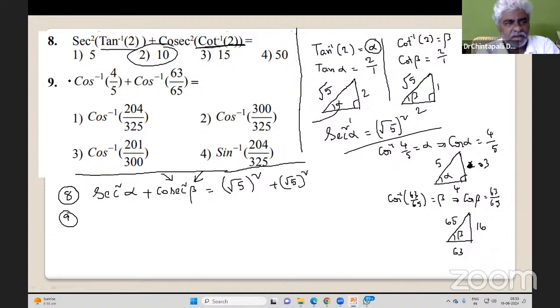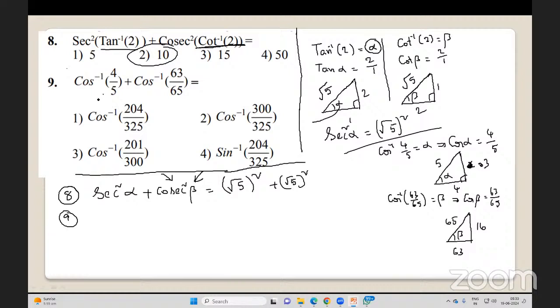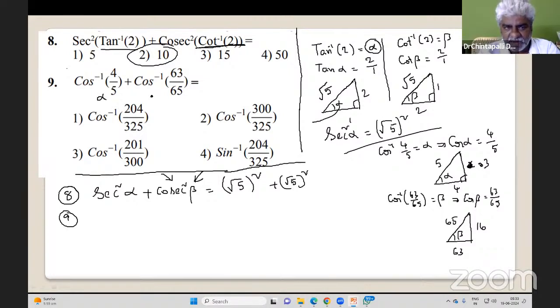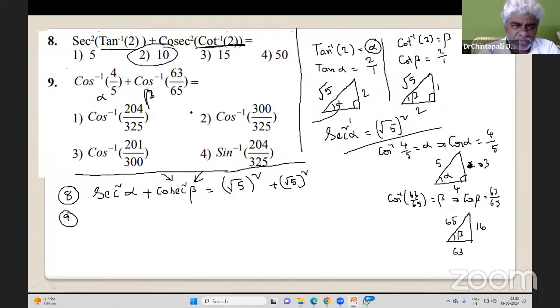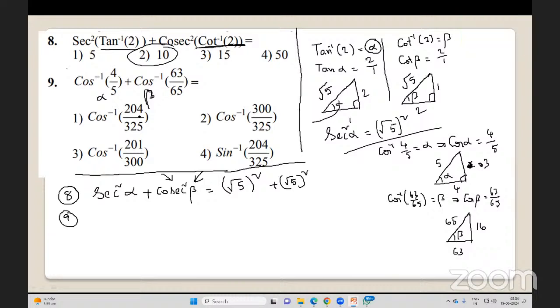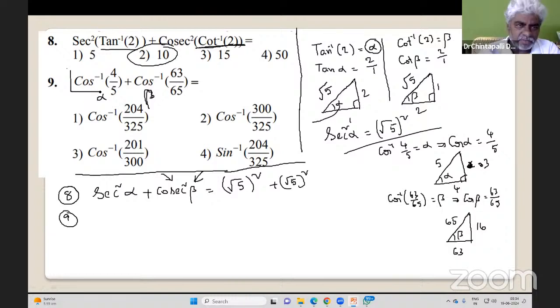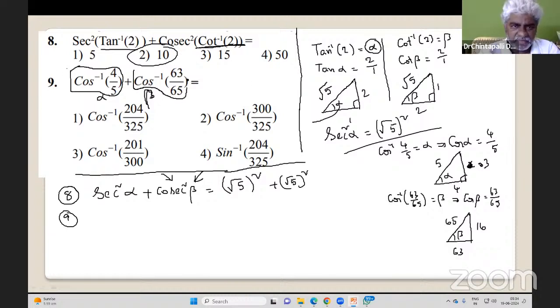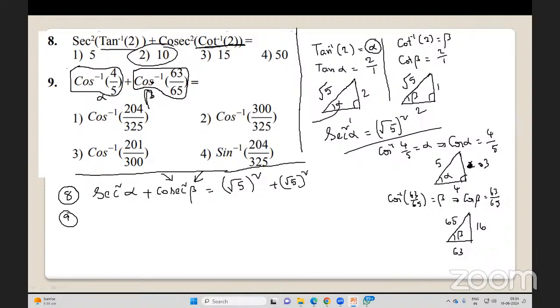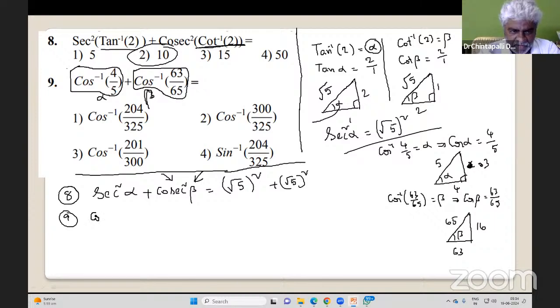Now, it is cos inverse of 4 by 5, right? Yes, sir. It's nothing but alpha. We take it as alpha, we take it as beta, right? Yes, sir. Once you see the options, except the fourth option, every option has cos inverse, right? Yes, sir. So what is cos inverse of 4 by 5? Alpha. What is cos inverse of 63 by 65? Beta. Now let us find cos of alpha plus beta.